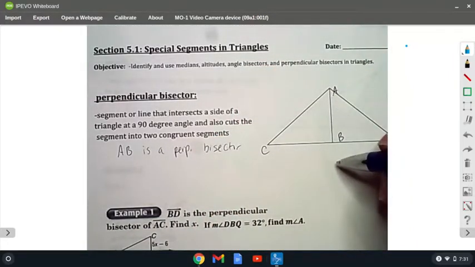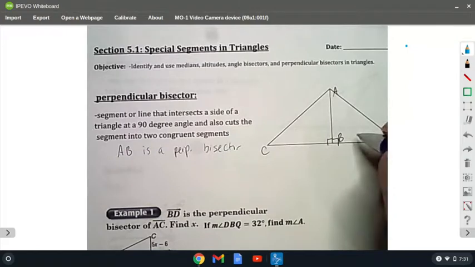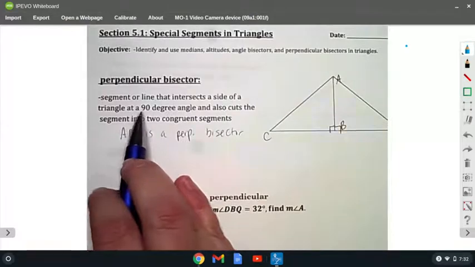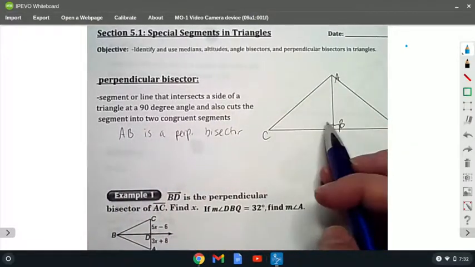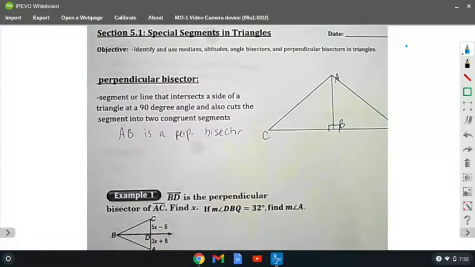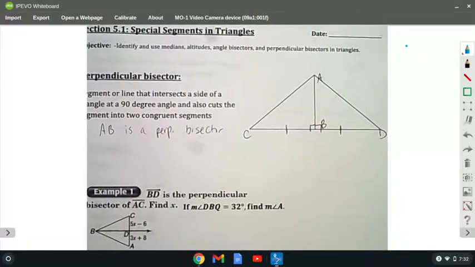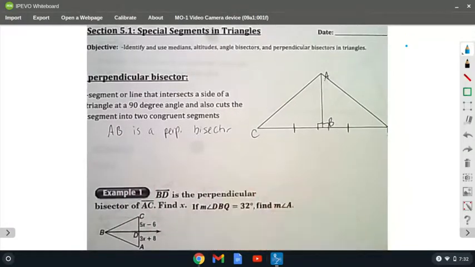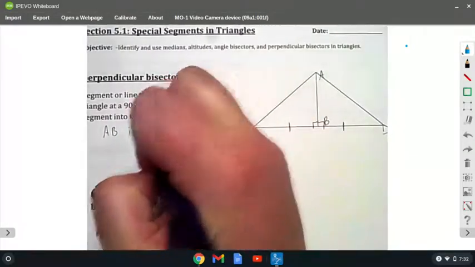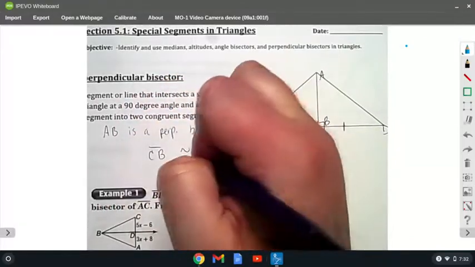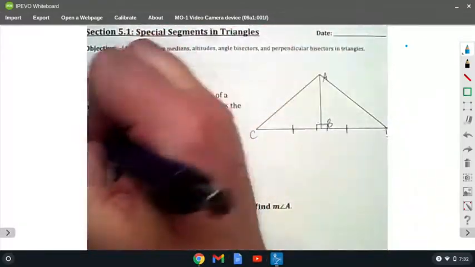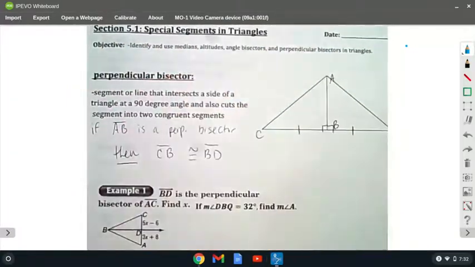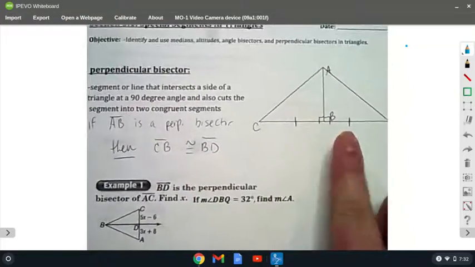AB coming down makes these right angles. So that's where it says it intersects at a 90-degree angle. It also cuts the segment down here into two congruent pieces. So these would be equal. Since AB is a perpendicular bisector, that means that CB is congruent to BD. So if AB is a perpendicular bisector, then CB would be equal to BD.